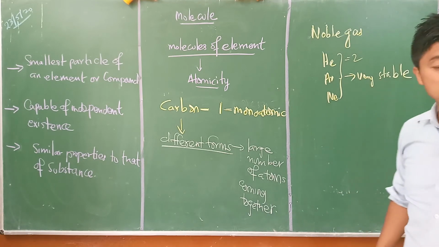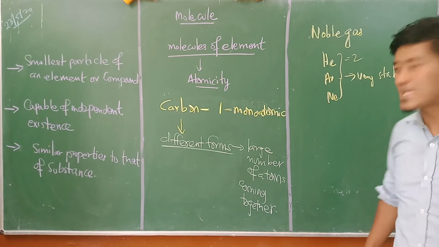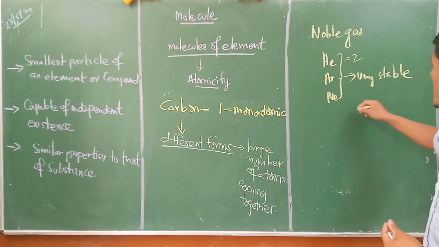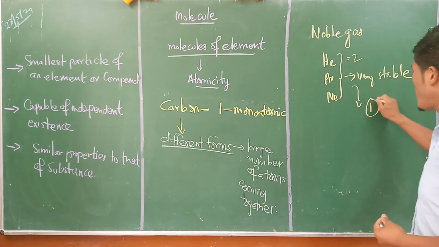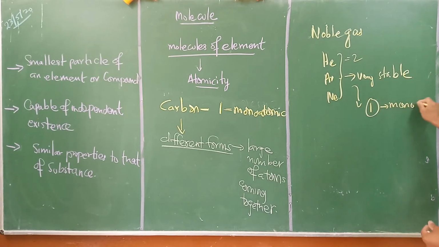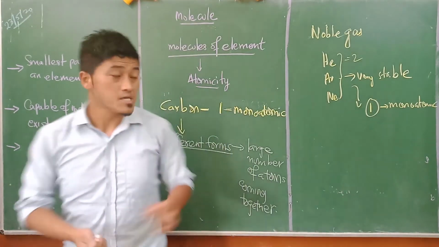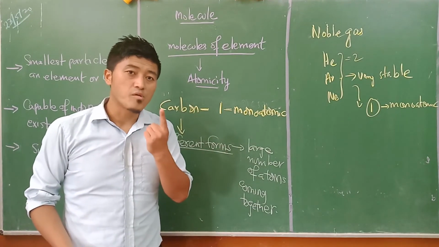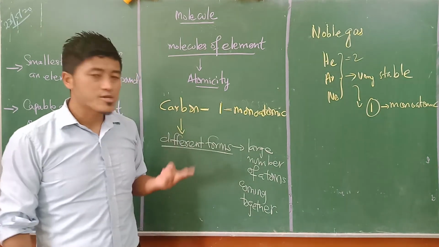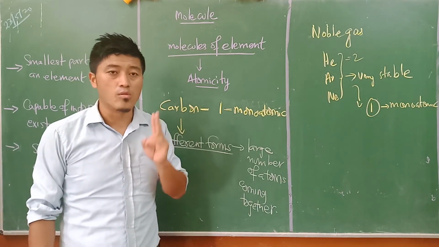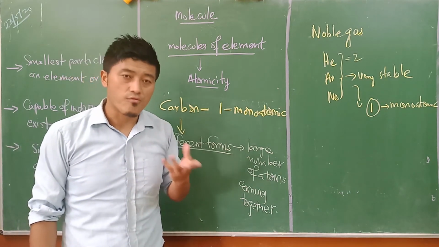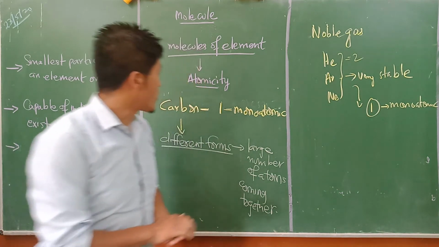That means in the first shell there are 2 electrons, so it is totally stable. Helium, argon, and neon are very much stable. That is why their atomicity is again 1, and we refer to this as monoatomic. So in terms of atomicity, monoatomic means an atomicity of 1, involving 1 kind of atom. In the case of diatomic, there are 2 atoms present in a molecule. Tetra means 4, and poly means more than 4. Is that clear? Now this is about the molecules of the element.